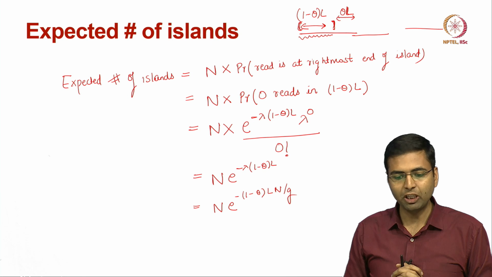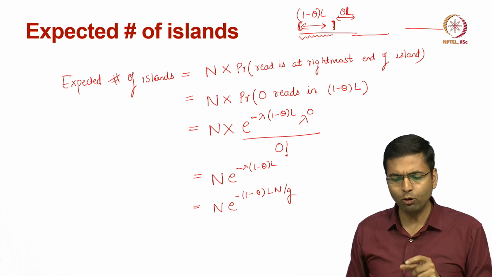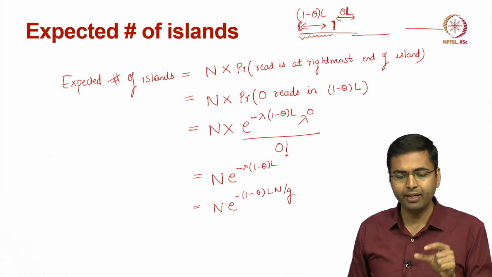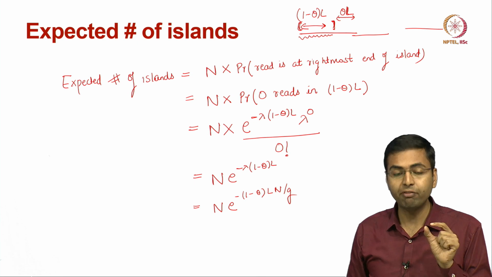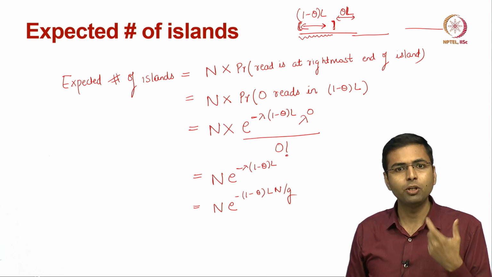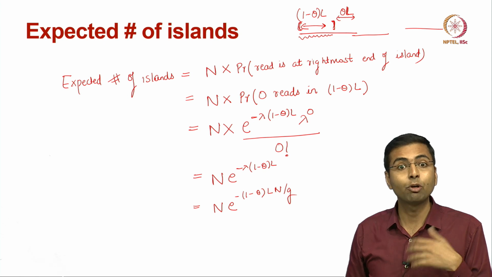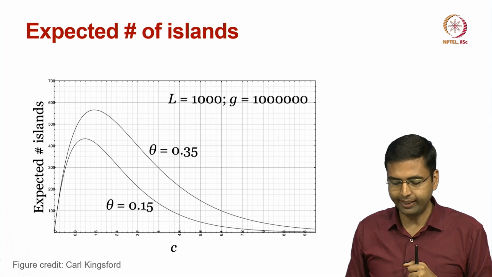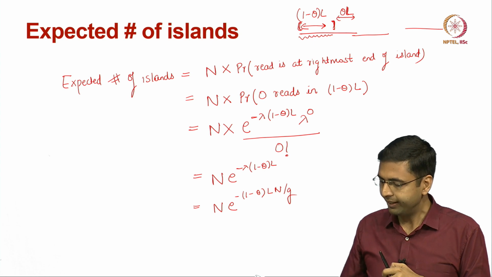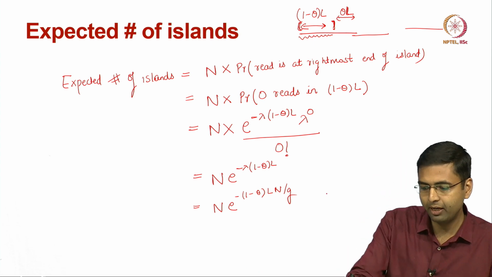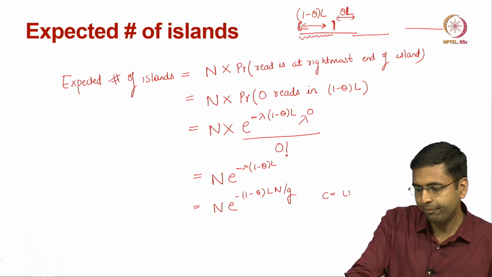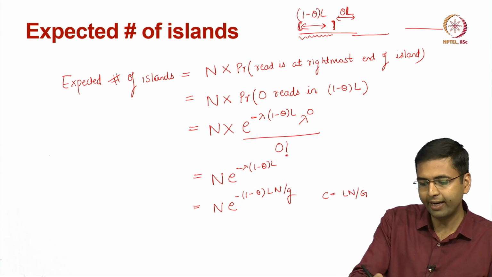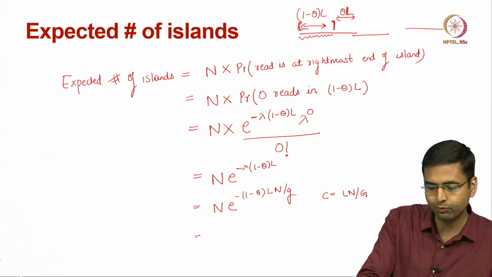So, how does this expression look? Well, let me do one more modification. Let me express this formula in terms of the coverage C, because it is easy to interpret the coverage parameter rather than the number of reads. Remembering that the coverage is C equal to L n by G, I can express this formula in terms of coverage as well.